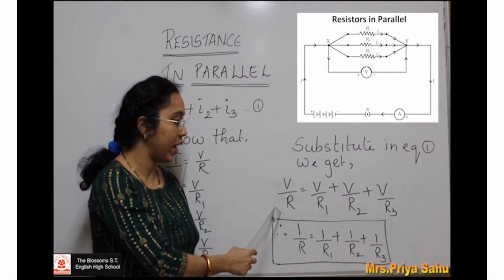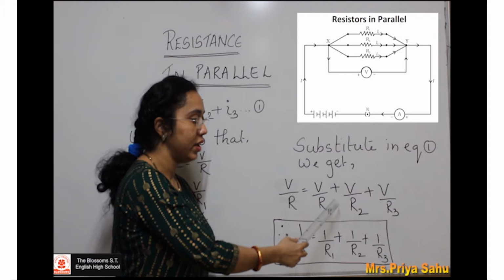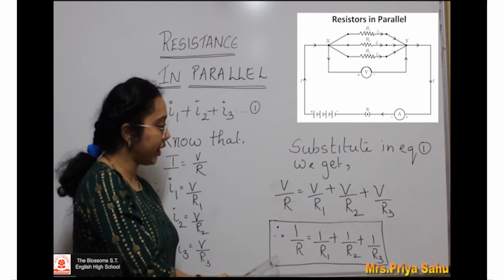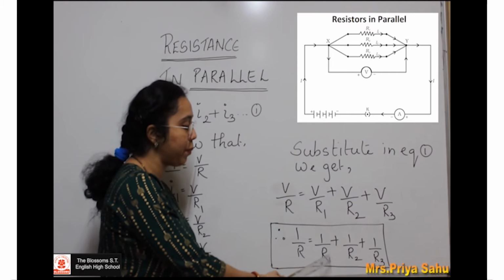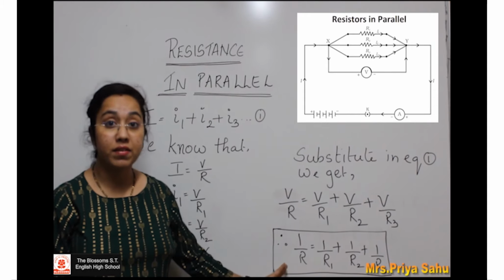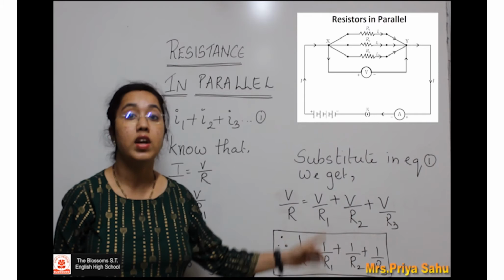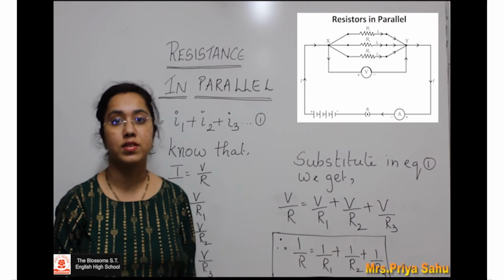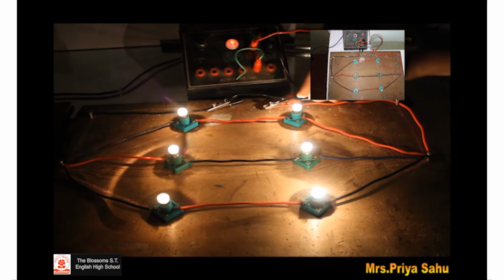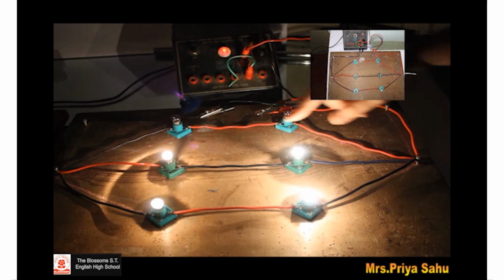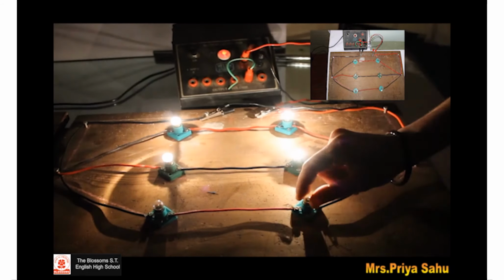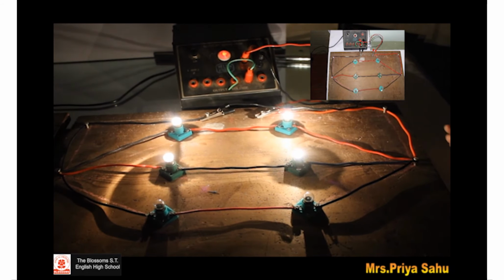We get V upon R equals V upon R1 plus V upon R2 plus V upon R3. Divide both the sides by V. We get 1 upon R equals 1 upon R1 plus 1 upon R2 plus 1 upon R3. It means the inverse of the total resistance is equal to the sum of the inverse of the individual resistors. Terminals are connected at the same place, but the current passes through different routes. So here, if any one of the bulbs is fused, the other two lines will not be affected. You can see here, if the bulb is fused here, the other routes are not affected.